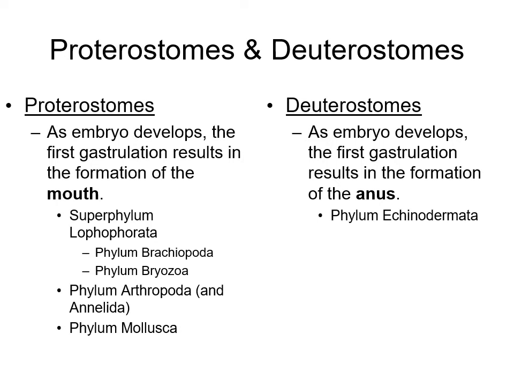Deuterostomes, however, are an organism where, as that embryo develops, the first gastrulation forms the anus. This includes phylum Echinodermata and chordates, actually. So we, as chordates, develop butt first. All the other organisms, except echinoderms, form mouth first. It's good to have some pride in yourself.